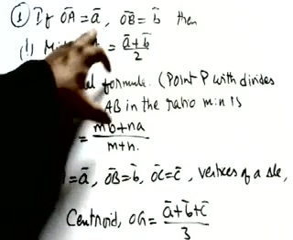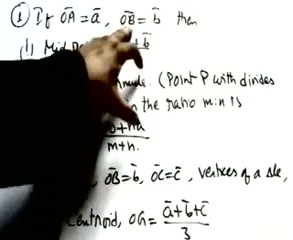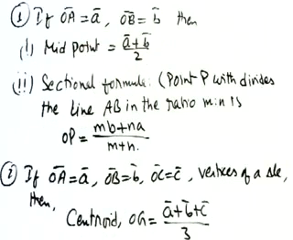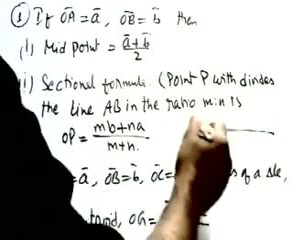Suppose the position vector of OA is represented by small a and the position vector of OB is represented by small b. Then the midpoint of the line AB is given by vector a plus vector b by 2.